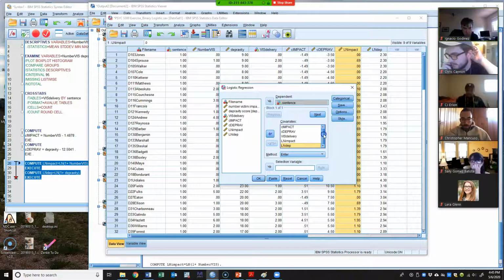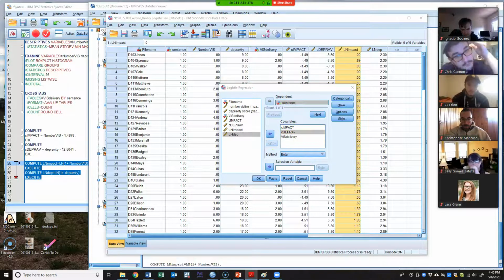And now what do I need to do? What did I say I needed to do when I was looking at this? Yeah, the interactions between the ln and... Yep. Whoops. Sorry about that. The natural logs don't go in there, right? So I've got my impact and my depravity score here. And as was said, what we need to do is include the interactions, right?